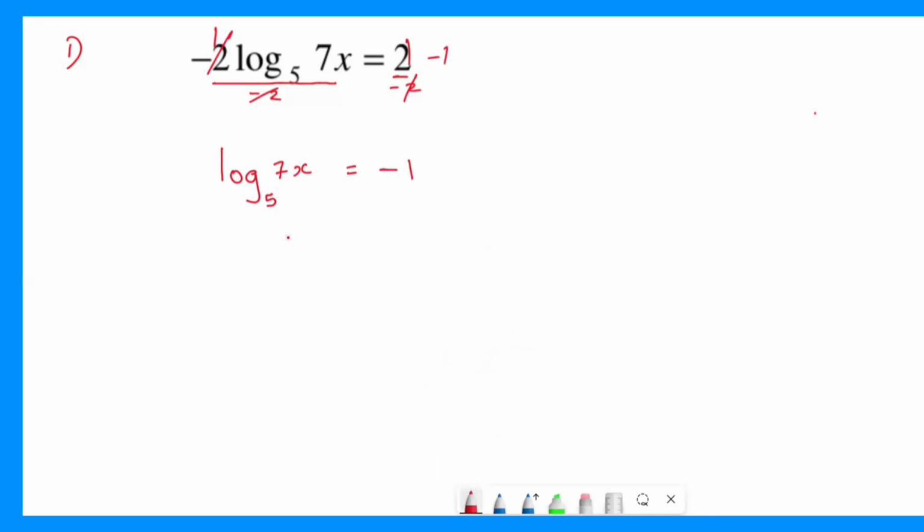Now, the next move is that we could take the base raised to -1, and it's going to equal the argument. So we could say the base, which is 5, raised to -1 is equal to the argument, which is 7x. And that's what logarithm is about: what power can I raise this to give me this? Since it is -1, we set it up.